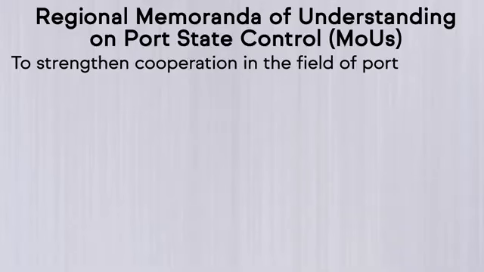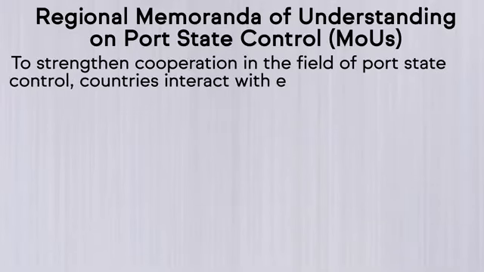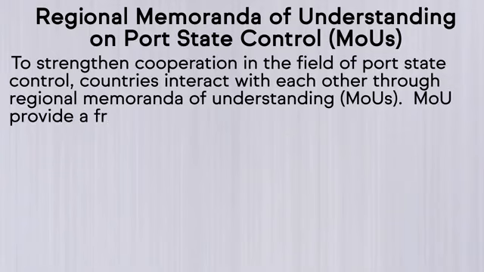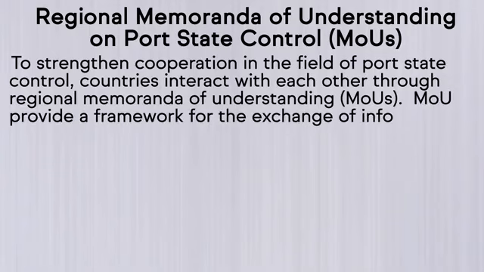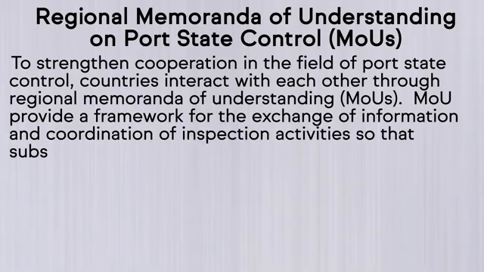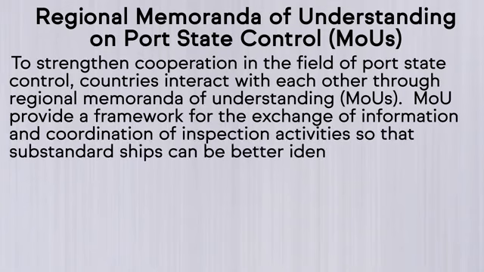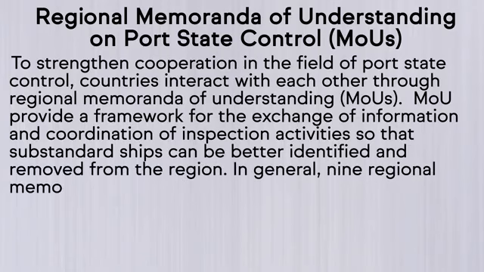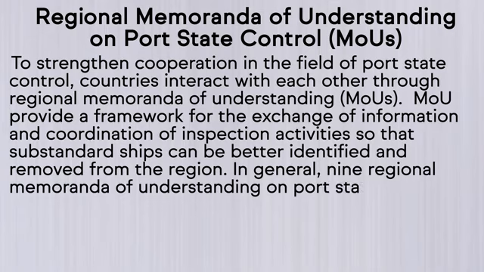Regional Memoranda of Understanding on Port State Control. To strengthen cooperation in the field of port state control, countries interact with each other through Regional Memoranda of Understanding. An MOU provides a framework for the exchange of information and coordination of inspection activities so that substandard ships can be better identified and removed from the region. In general, 9 Regional Memoranda of Understanding on Port State Control have been signed.